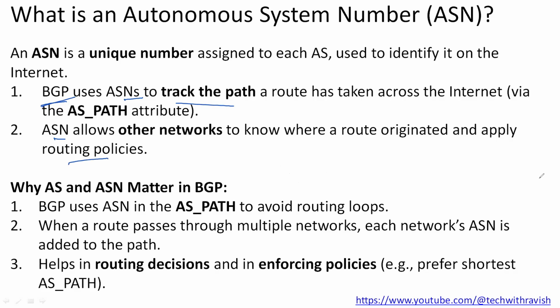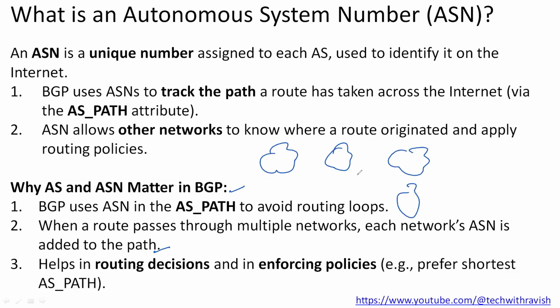Okay, why does the AS number matter in BGP? To avoid loops within the AS path. When a route passes through multiple networks, each network's ASN is added to the path. That means if any data is shared between different AS numbers like AS100, AS200, AS300 and AS400, all the AS information will be added with the data, like 100, 200, AS300 and AS400.